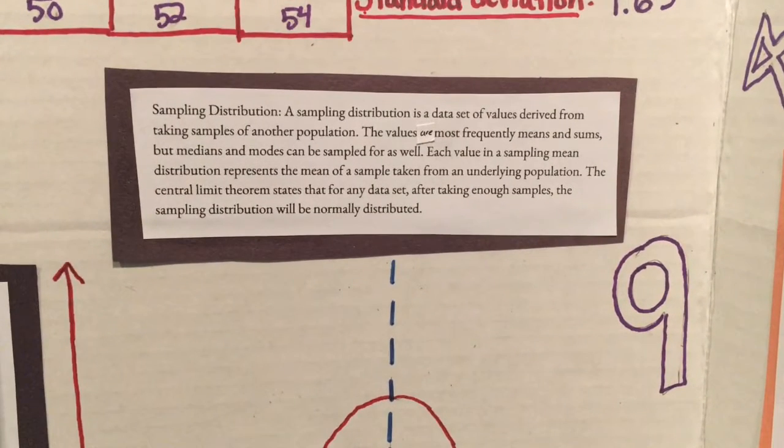A large part of our problem focuses on sample distributions. A sampling distribution is a data set of values derived from taking samples of another population. The values are most frequently means and sums, but medians and modes can be sampled for as well. Each value in a sampling mean distribution represents the mean of a sample taken from an underlying population. The central limit theorem states that for any data set, after taking enough samples, the sampling distribution will be normally distributed.